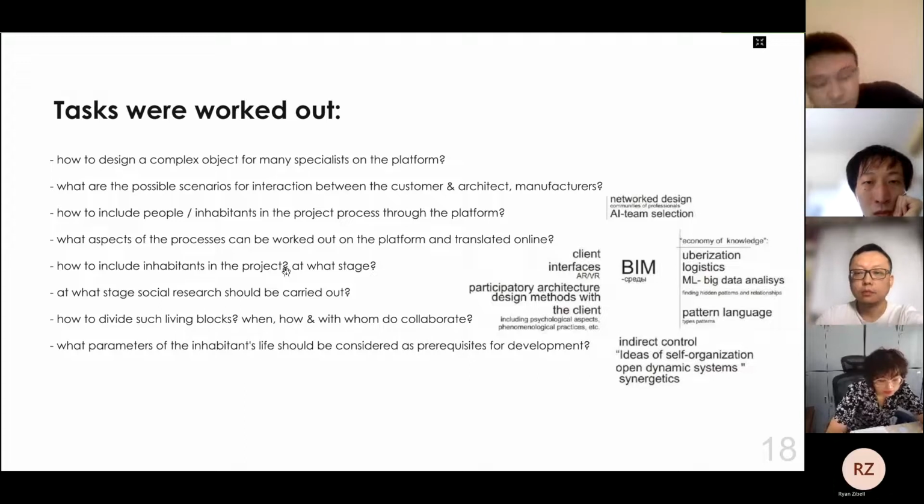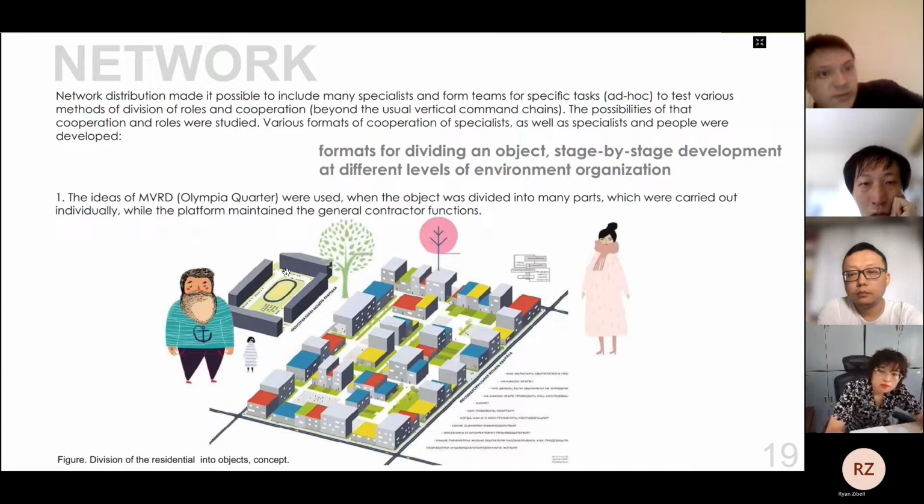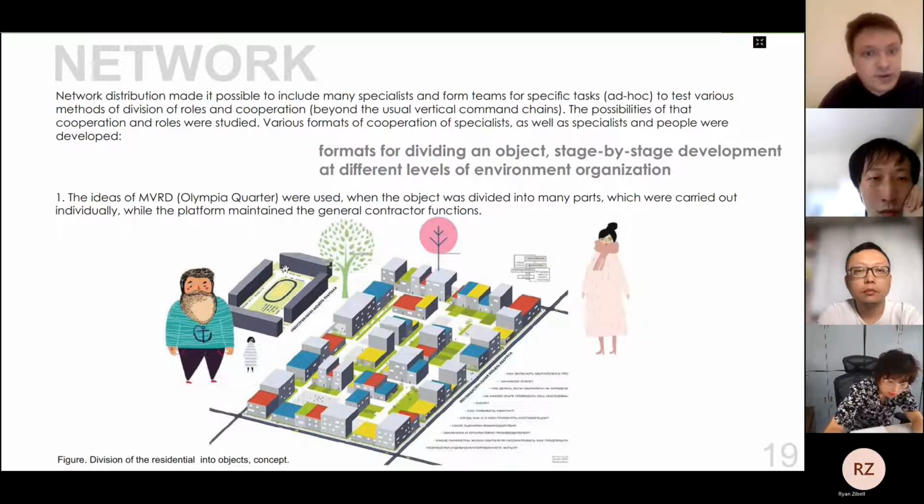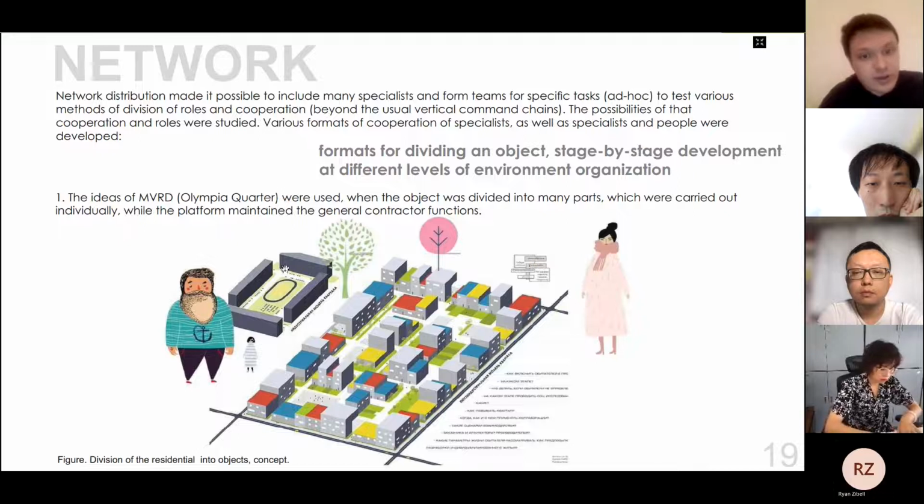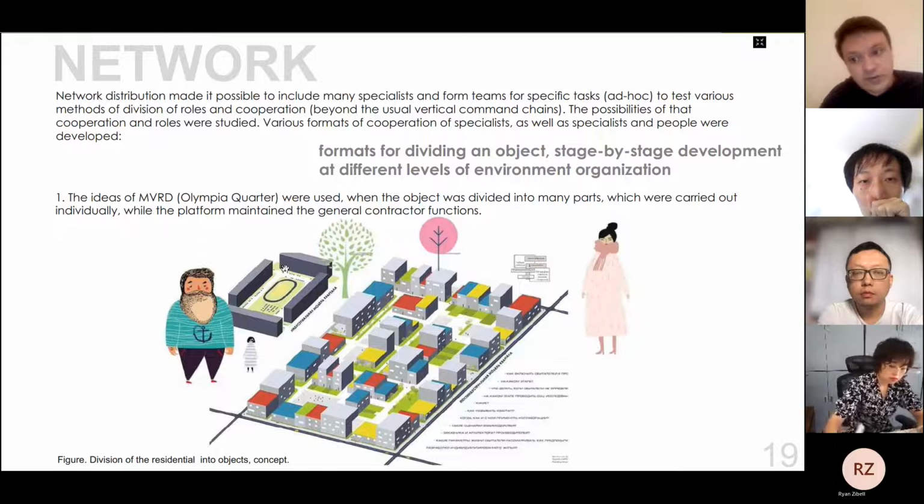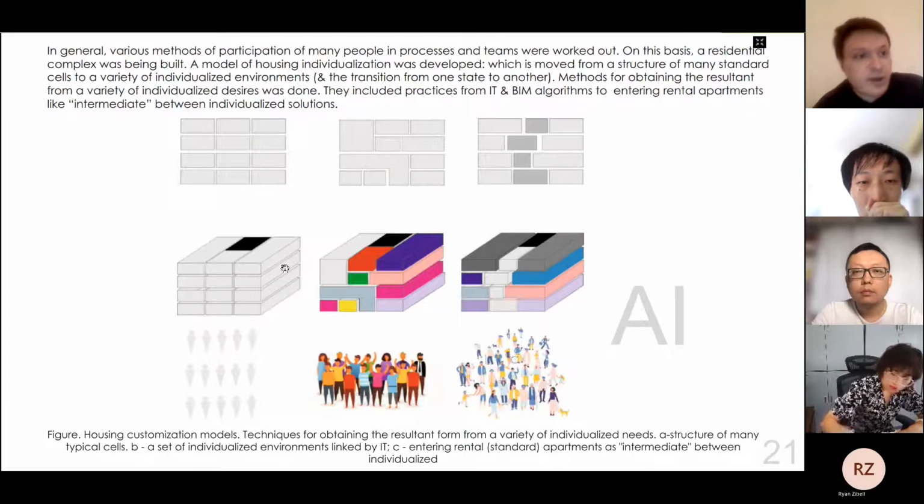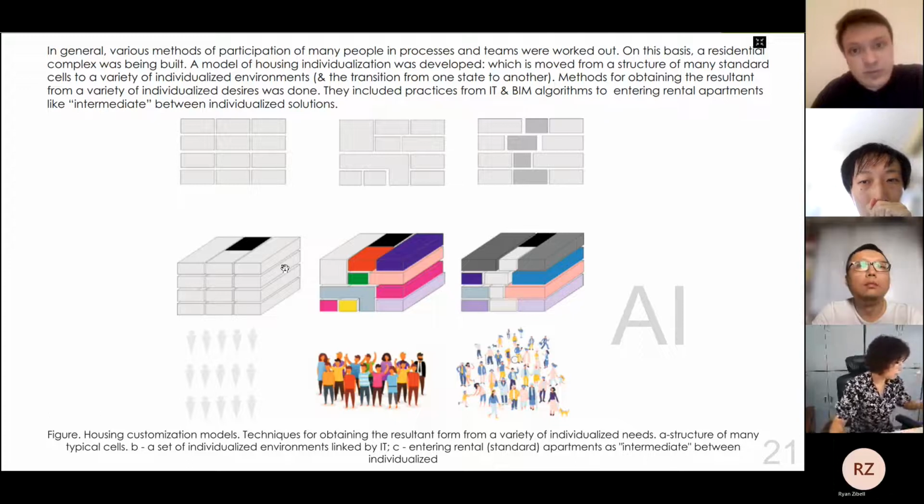Here you can see the tasks that we worked out, and network distribution made it possible to include many specialists and form teams for specific tasks to test various methods of division of roles and cooperation beyond the usual vertical command chains. The possibilities of that cooperation were studied, various formats of cooperation of specialists as well as specialists and people were developed, such as the ideas of MVDV were used when the object was divided into many parts, which were carried out individually, while the platform maintains the general contractor functions. The method of quick commons was used to solve technical problems, complex methods of creation, variants of participation of people in the design, which you can see in the page below. In general, various methods of participation of many people in progress and teams were worked out.